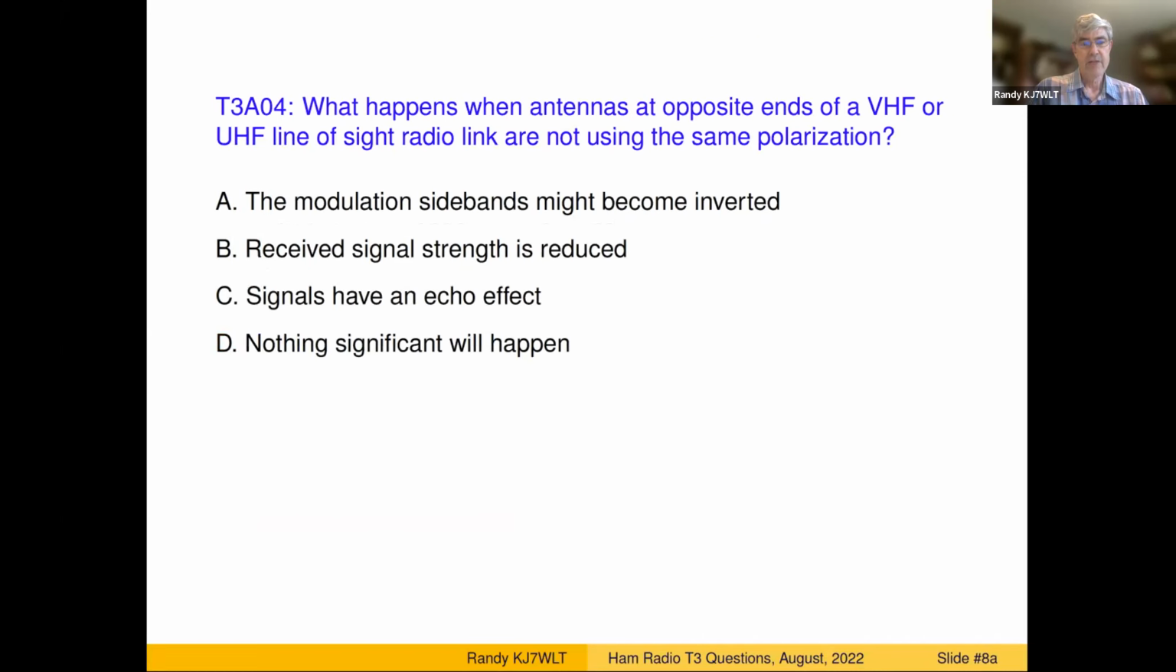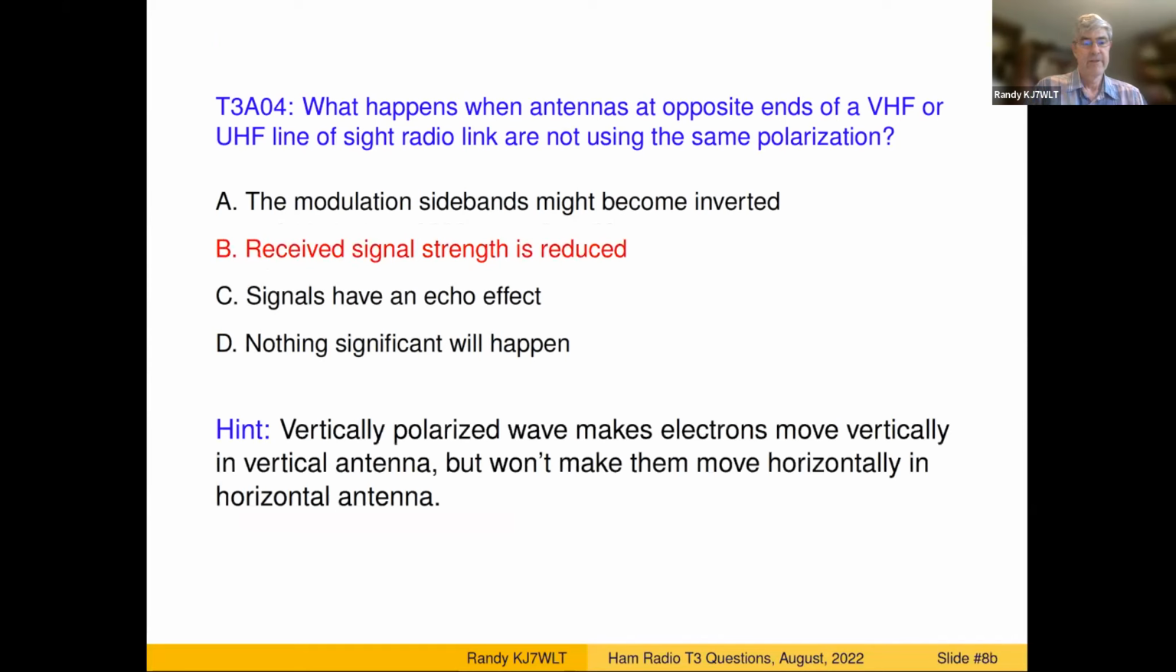Okay, so now we get into some more interesting questions. What happens when the antenna that you're transmitting from and the antenna that someone else is trying to listen on are not oriented the same way? Say you're talking on your HT with the vertical antenna, but your friend is lying on the bed trying to listen to you with a horizontal antenna. So what's going to happen? Well, because they're different polarizations, the signal strength is going to be reduced.